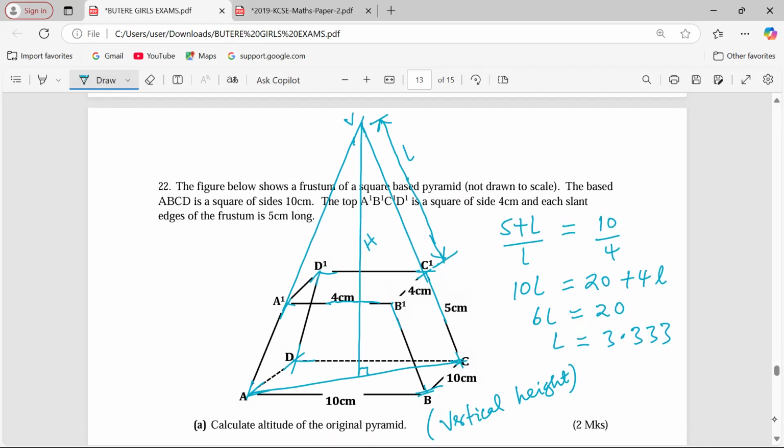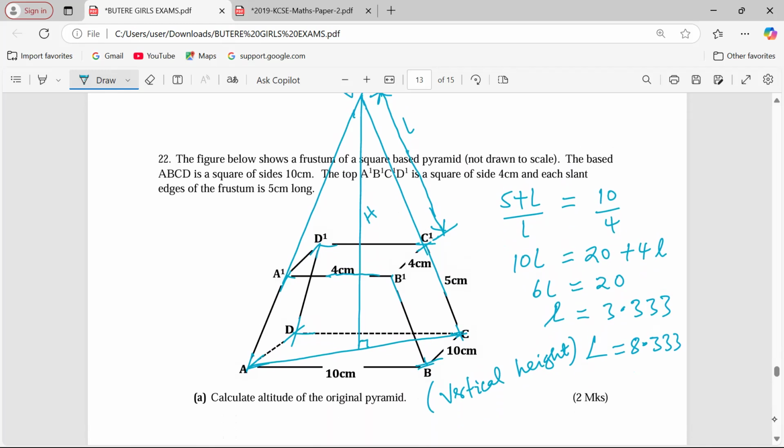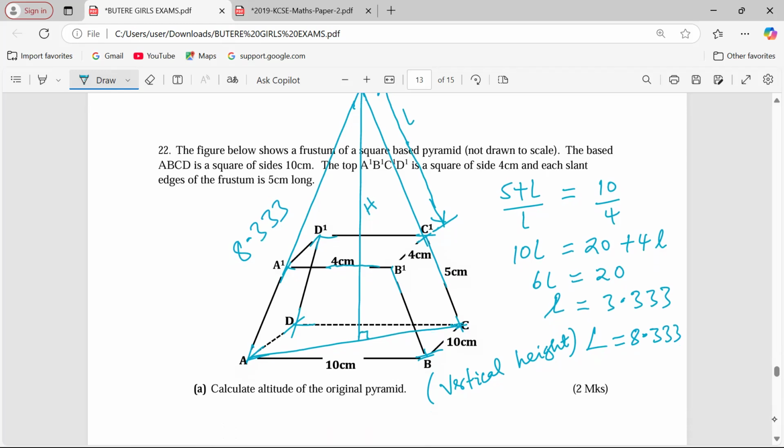That is the small letter L, meaning that the capital L equals, when we add 5 to the smaller L which was cut, we get 8.333. So now the capital L is 8.333 and the smaller L is also given. The question is original height.